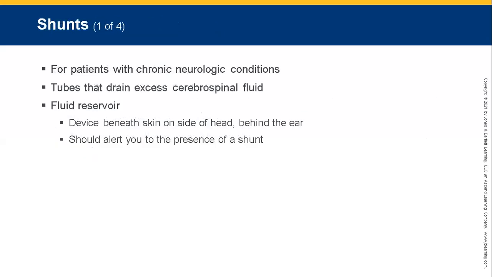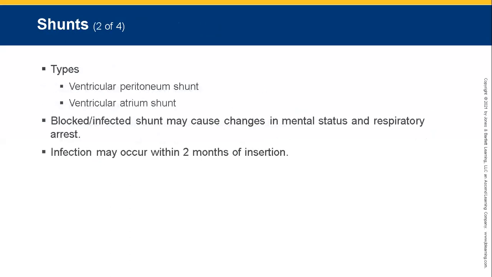Shunts. Shunts are for patients with chronic neurologic conditions. These are tubes that drain excess cerebrospinal fluid, and they have a fluid reservoir. A device beneath the skin on the side of the head behind the ear should alert you to the presence of a shunt. You have different types of shunt: the ventricular peritoneum shunt and the ventricular atrium shunt.